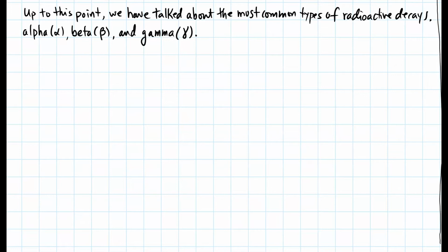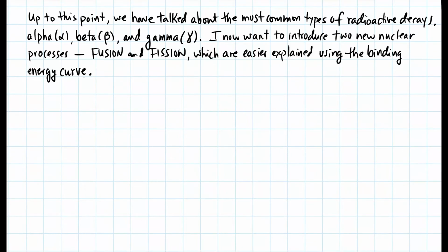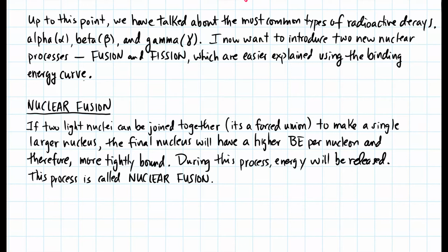Up to this point, we have talked about the most common types of radioactive decays: alpha, beta, and gamma. I now want to introduce two new nuclear processes, fusion and fission, which are easier to explain using the binding energy curve. Nuclear fusion. If two light nuclei can be joined together, it's a forced union, to make a single larger nucleus, the final nucleus will have a higher binding energy per nucleon and therefore be more tightly bound. During this process, energy will be released. This process is called nuclear fusion.